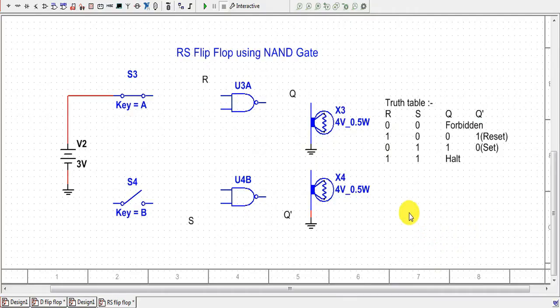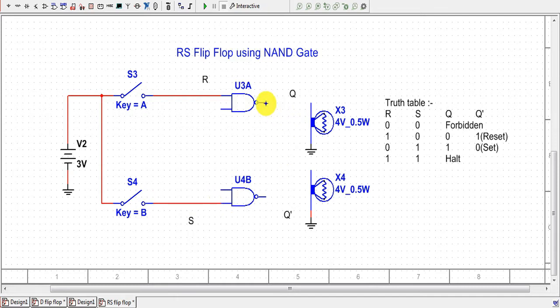We will construct an RS flip-flop using NAND gates. For this we also require 2 NAND gates, 2 bulbs, and a DC power supply of 3 volts as well as 2 switches. First of all we connect the positive terminal of the DC power source to key A and also to key B. Now the input terminal of the first NAND gate is connected to key A, and the input terminal of the second NAND gate is connected to B.